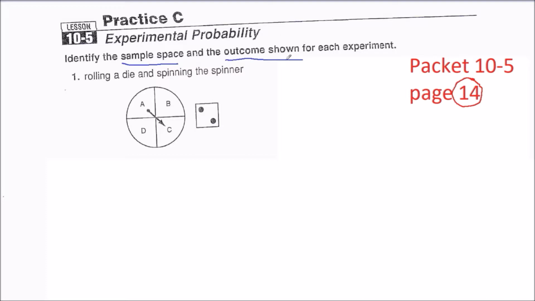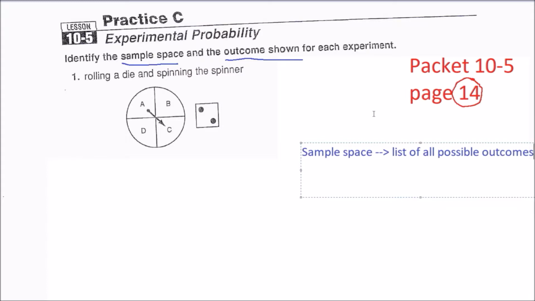And remember, outcome shown is relatively easy, I think, but I won't ask you for the outcome on the test. I will simply ask you for the sample space. So if we want to define for ourselves, remind ourselves what sample space is, sample space is simply a list of all the possible outcomes. What could happen in this situation? Okay, so that's all we're going to do. We're going to say what could happen.